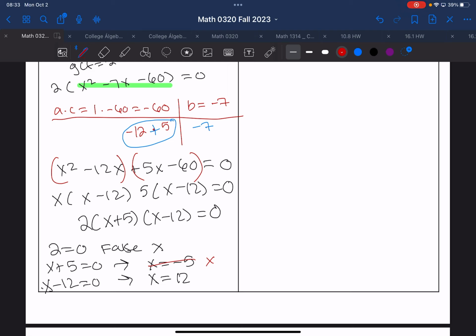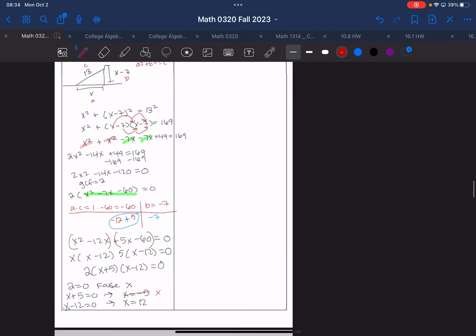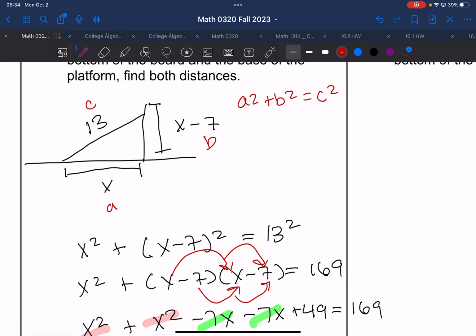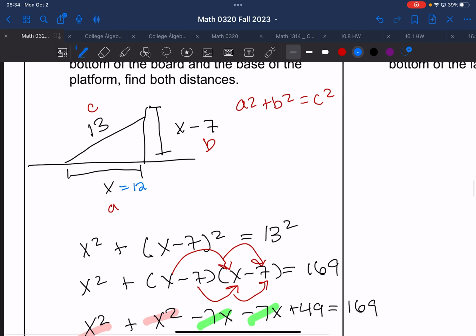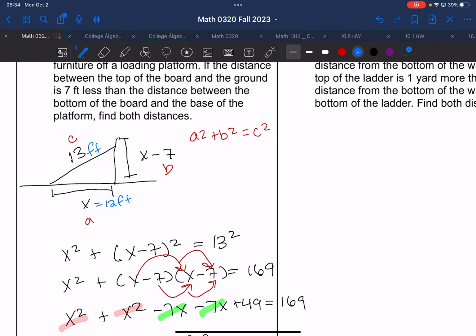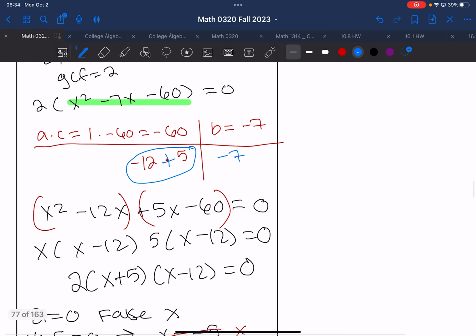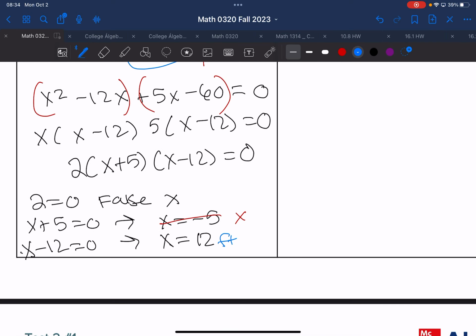Is that x equals 12 our only answer here? Let's look back at our diagram. That 12 just tells us this. What do we need to do to the 12 in order to find our B value? Subtract 7. So 12 minus 7, 5. So we get that the distance in both directions for A and B is going to be 12 feet and 5 feet.